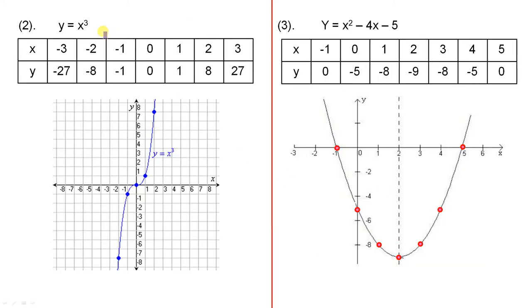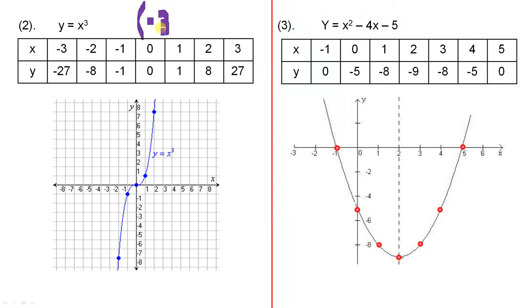The next example, y equals x cubed. So here we have a power of 3. So we know that there's some sort of curve involved. So here we've got y equals -3 all cubed. That's basically similar to the last one, but this time it's cubed.